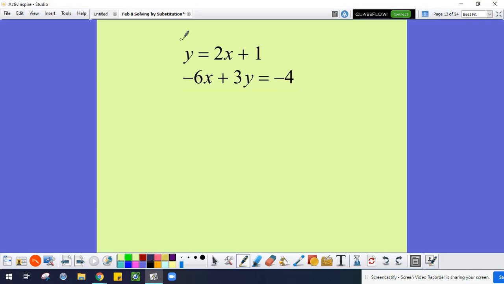Right, taking a look at this problem, this is another good candidate for substitution because remember, if we're going to do substitution, we're going to look for an x or a y that has been isolated. So this y is already isolated. That means I can use it to replace this y with 2x plus 1. So when I get ready to do that, negative 6x plus 3y equals negative 4. I just rewrote this equation, but instead of y, I left an open space where I'm going to put the expression 2x plus 1.